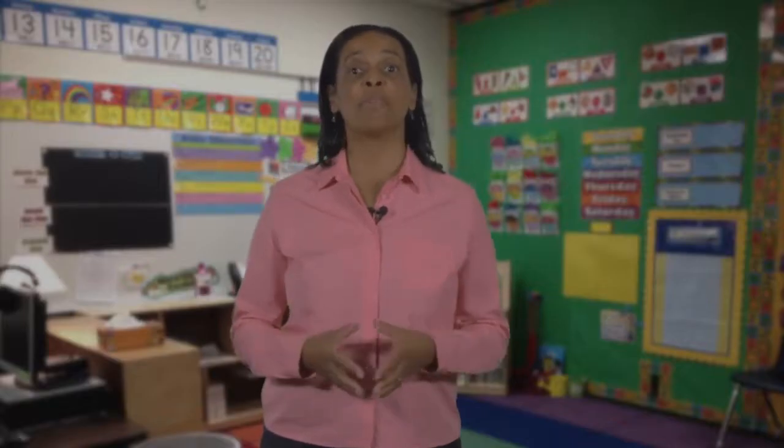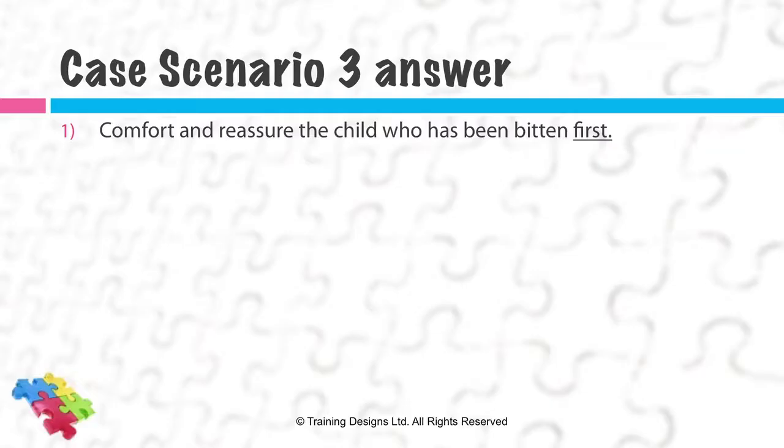With biting, it's important to address the behaviour immediately following the bite and remember the child who has been bitten. Here is one way of managing the situation. How does it compare to your method? So firstly, comfort and reassure the child who has been bitten first. If you focus on the child who carried out the bite, this will give them the attention and the wrong message. Clean any injury with soap and water and assess if it needs further treatment.